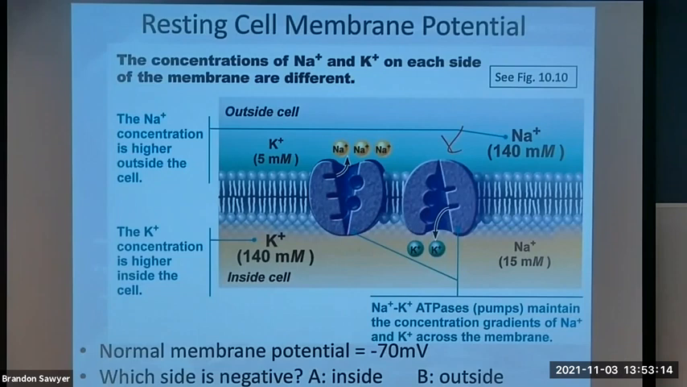Okay, so our normal resting membrane potential is about -70 millivolts. What that means is we have a charge of -70 on the inside of the cell versus the outside of the cell. We'll come back to the importance of the sodium-potassium pump in a second, but I'm going to show a video that walks us through resting membrane potential and why it is the way it is.